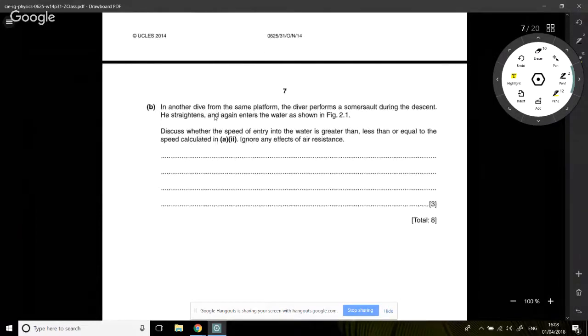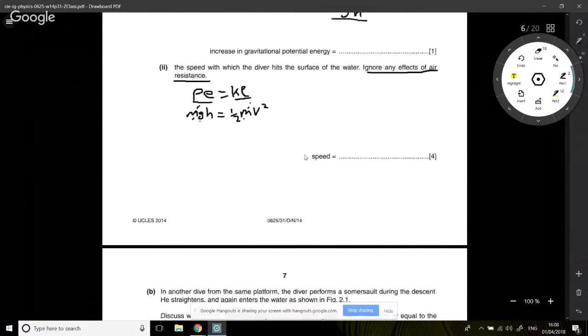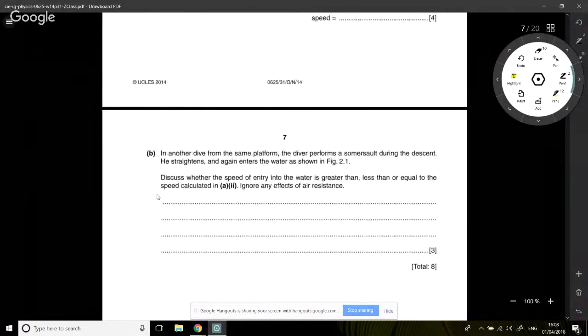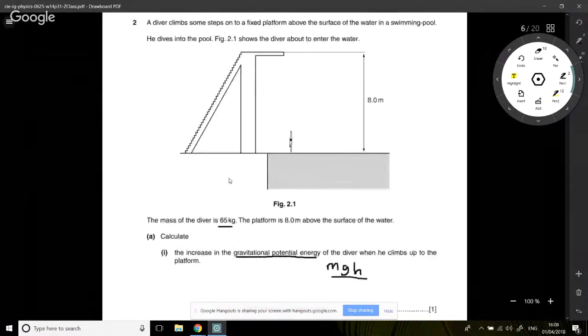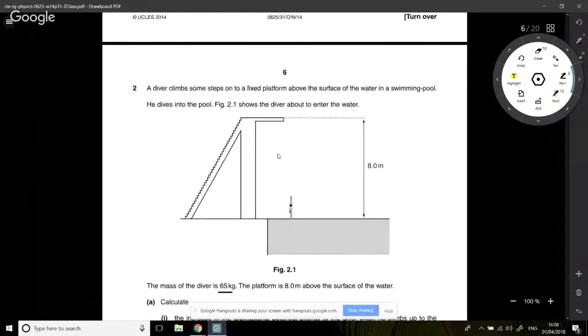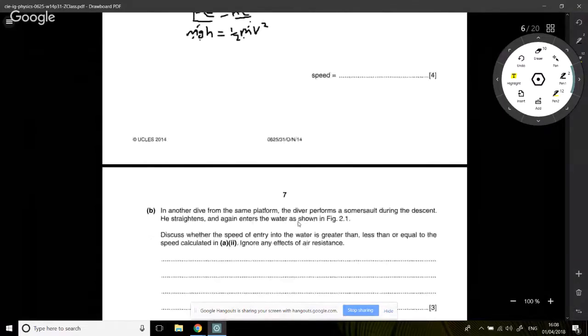In another dive from the platform, the diver performs a somersault. So he spins and rotates. He straightens and enters the water as shown in this figure, so sort of straight and flat. And then they ask, is there any difference, if at all, to the speed calculated? At first glance, you would say no, because he's falling from the same height, it wouldn't be any different.